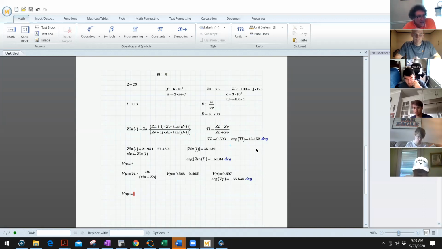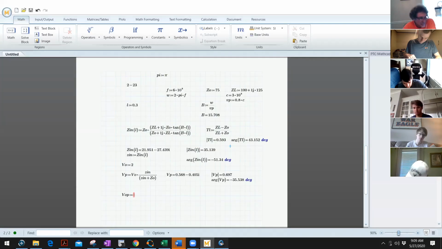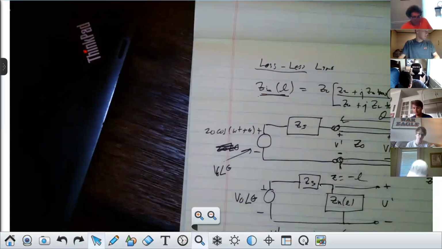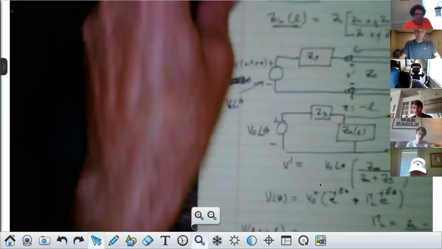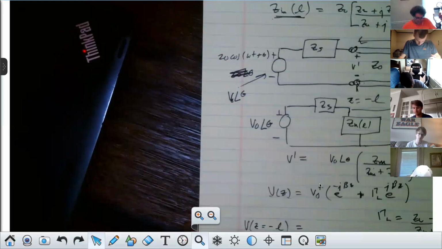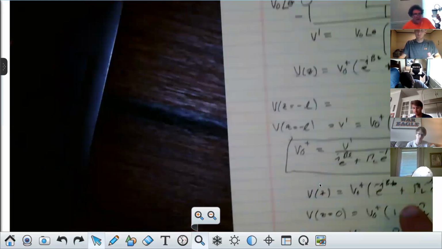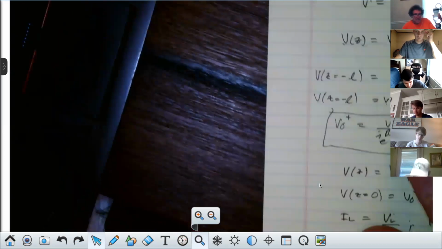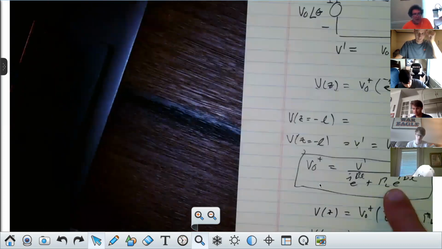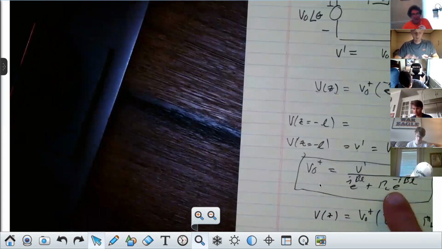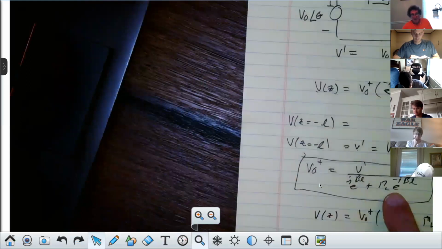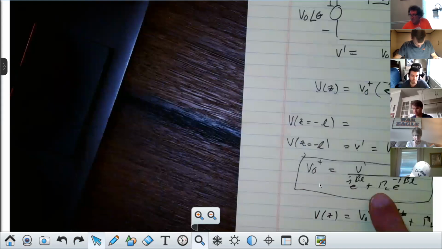Now, I need that because I want to get V0 plus, and I'll remind you, I'm going to take this down. Oh, sorry, let me leave it up. My V0 plus that I'm after right here is going to be equal to V prime that I just calculated divided by this term. So I had to get the reflection coefficient to get V0 plus. Correct, class?